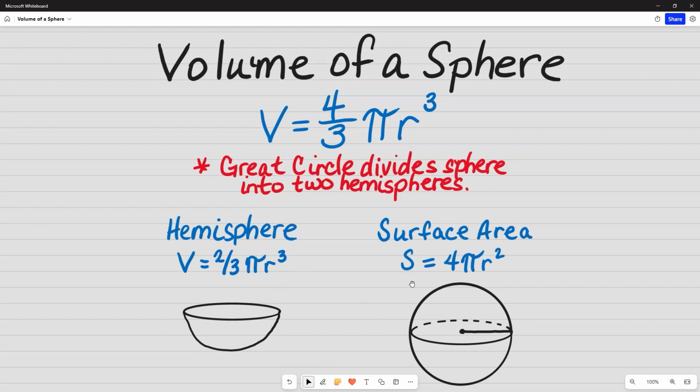Now the surface area, we're back to the word area. So this time our units will be raised to the second power. This is the outer portion of your sphere. So we just want to know the area. So we don't have to divide it by 3. We will use 4 times pi r squared for the surface area.